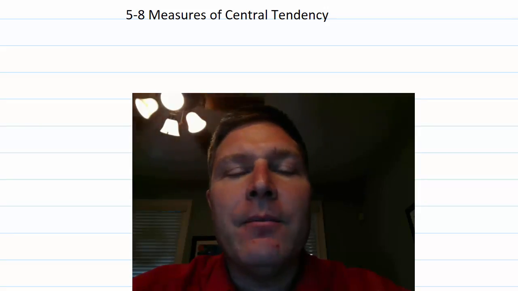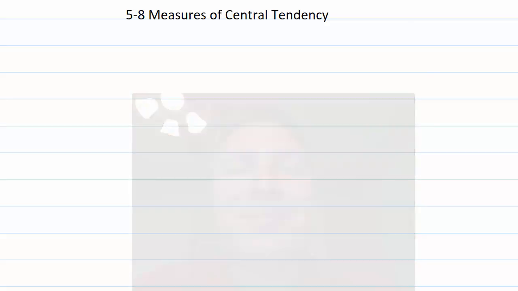Today's lesson is 5.8, Measures of Central Tendency. So today what we're going to talk about is analyzing data and seeing how we can best describe a large set of data using three measures of central tendency. You may have heard them already, you may have discussed these in previous classes, but we're going to talk about mean, median, and mode. So let's go ahead and jump right in.